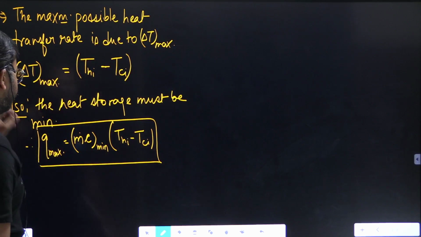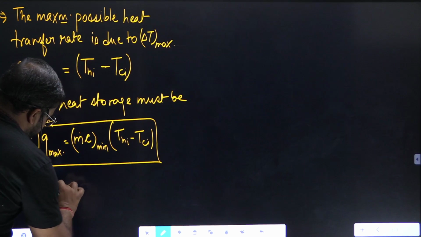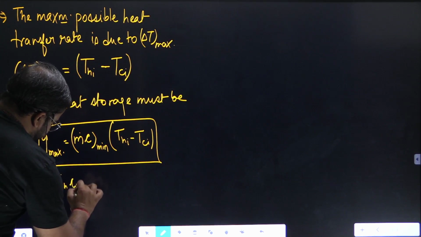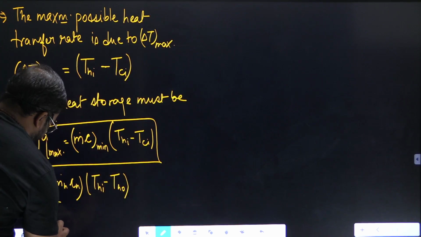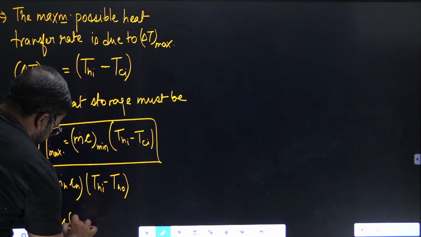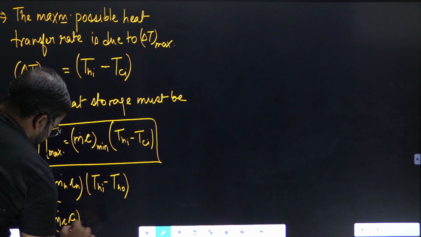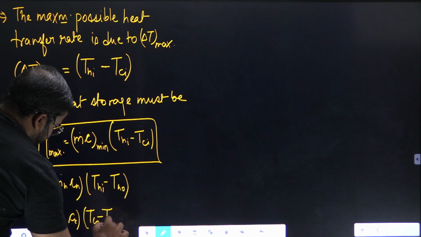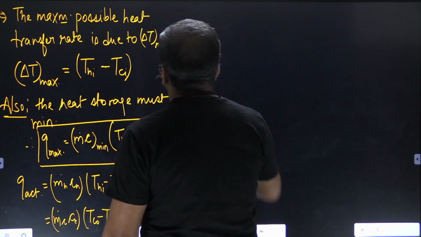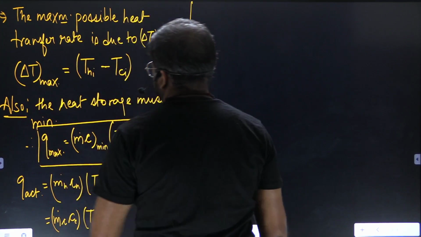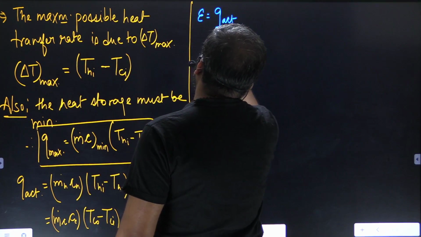So this is your Q max. And Q actual, what about Q actual? Q actual can be written as m dot H CH into THI minus THO, or m dot C CC into TCO minus TCI. This is Q actual. You can write it in any form. Any formula is good. No problem. So what about epsilon? That is Q actual upon Q maximum.